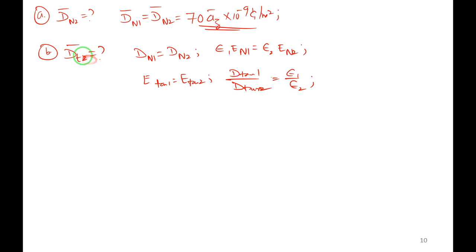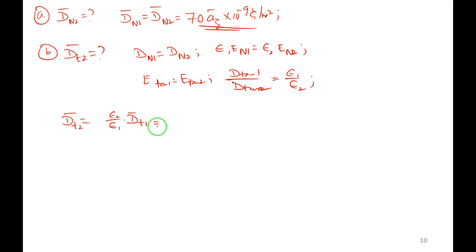I want d tan 2. I know d tan 1, I know epsilon 1, I know epsilon 2. So I can calculate d tan 2, because d tan 2 is nothing but dt2, right? So let me write the formula. dt2 vector, let me take all these as vectors. dt2 is equal to epsilon 2 by epsilon 1 into dt1. I hope you got how to write this from the ratio: taking dt2 to this side, epsilon 2 by epsilon 1 into d tan 1.